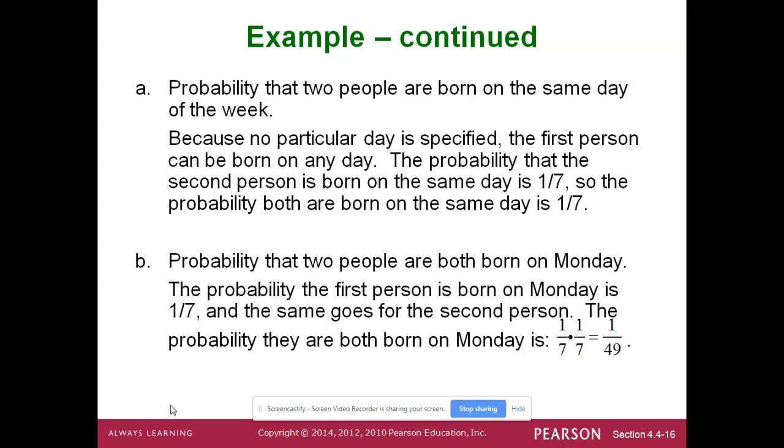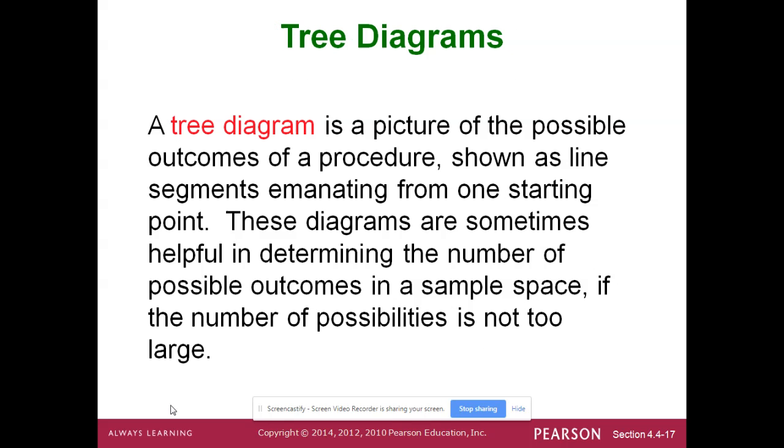Your probabilities could end up being like this. If you just skip the first one, then you go till you get a digit. All right, so 1 out of 49 is 0.0204, about a 2% probability of that happening, that 2 people selected would be born on a Monday.